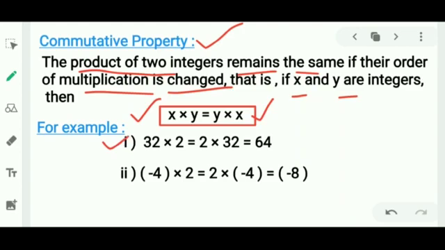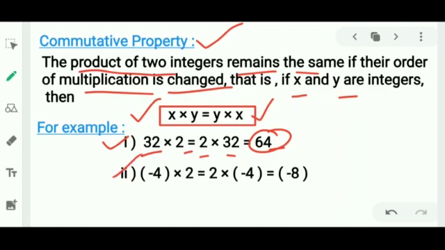The first example is 32 multiplied by 2. When we multiply 32 by 2, we get 64. And when we multiply 2 by 32, again we get 64. In both conditions, either we multiply 32 by 2 or we multiply 2 by 32, we get the answer 64.